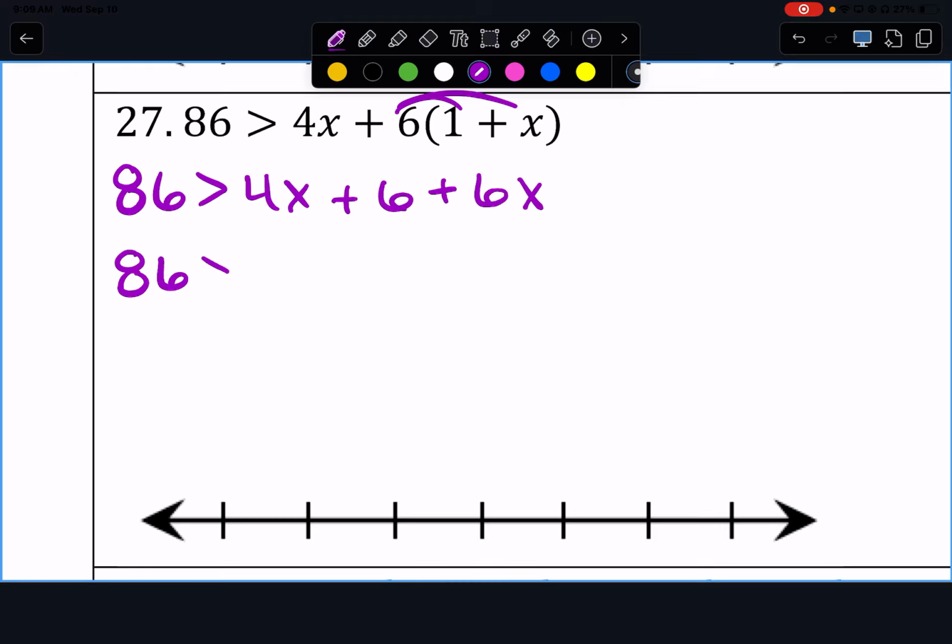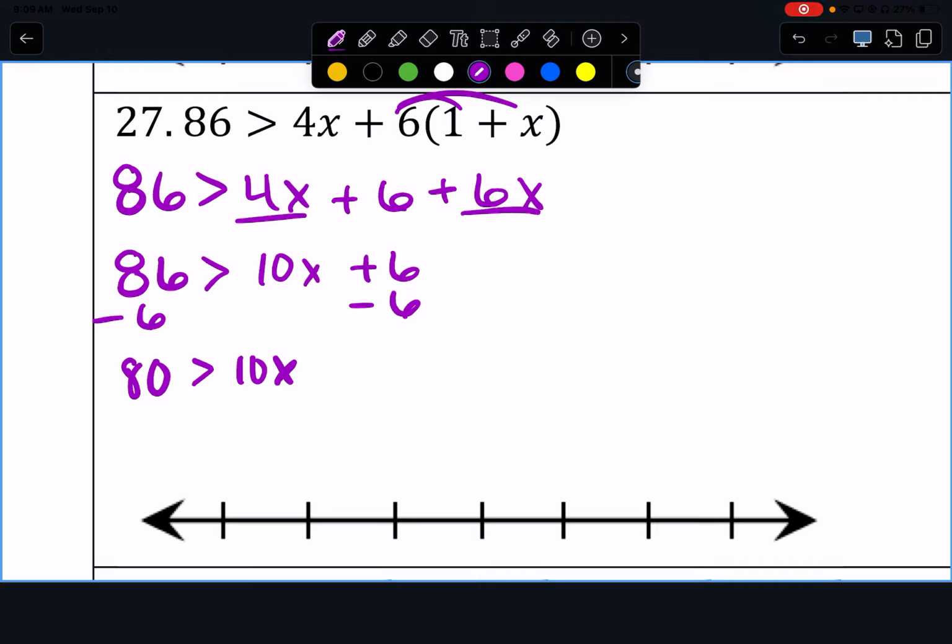What are my like terms I can combine? What is 6x plus 4x? So we get 10x plus 6. Now what? How do I move it? Okay, we have 80 minus 6, which is going to give 86 minus 6, which is greater than 10x. Divide both sides by what? So I get 8 is greater than x.